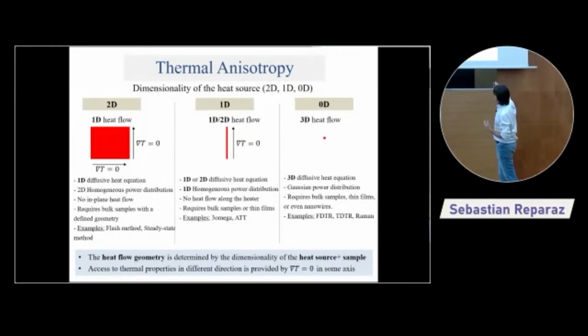I mean, you have this single spot. You have propagation in all 3 directions, so you need to solve the 3-dimensional heat equation. You have a Gaussian power distribution within your spot. And of course, this can be used for bulk samples, thin films, or even nanowires. However, it's not clear that by using this kind of approach, you can have access to anisotropy, because by definition, the source is isotropic, okay?